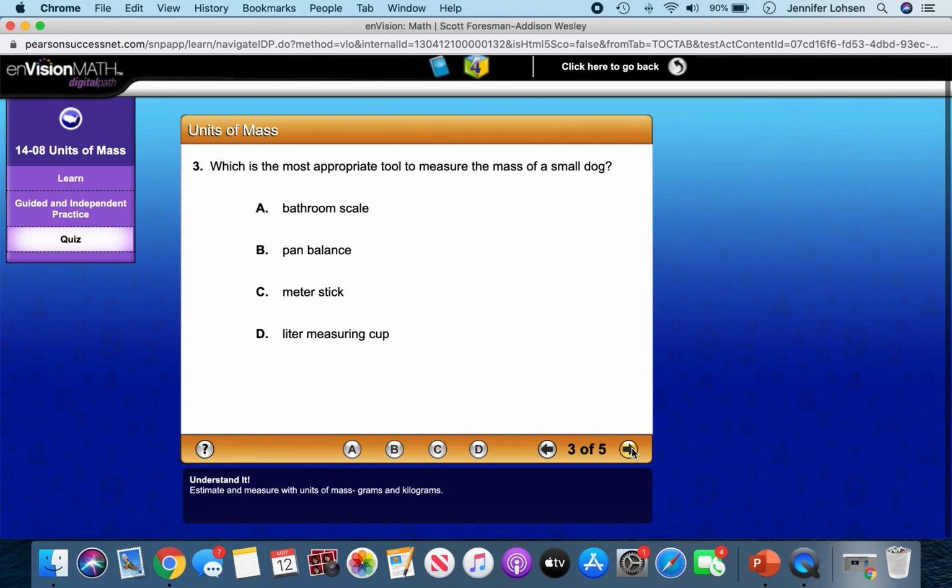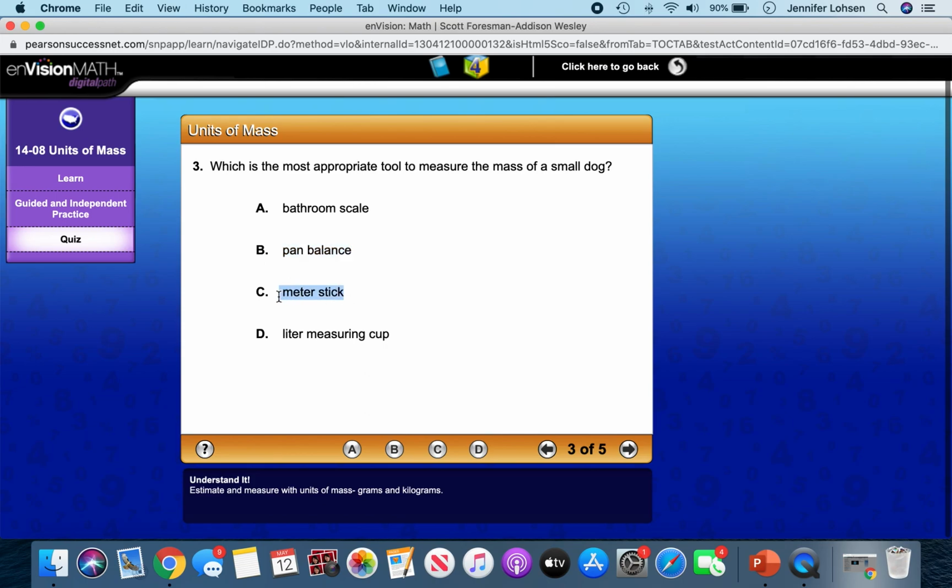Number 3, which is the most appropriate tool to measure the mass of a small dog? Okay, so if I was measuring weight, well, let's talk about this. We have a bathroom scale. If I think of a scale, I think of what I have in my bathroom that I get on and I measure my weight daily or weekly or monthly or whatever it is, okay? So I know scales measure weight. A pan balance. Well, we did use that in the weight video, but we did also use that for the metric system. So maybe that one, okay?